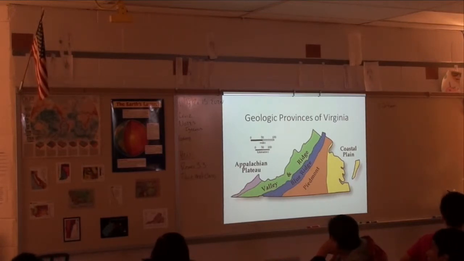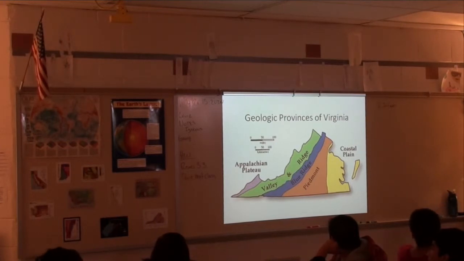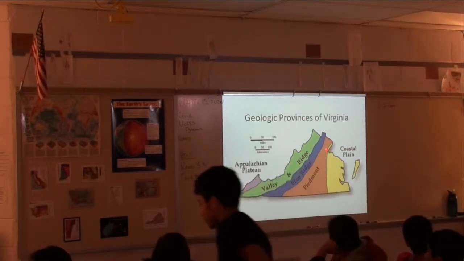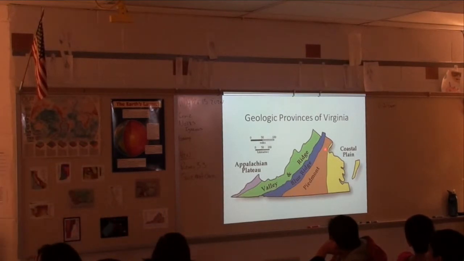You've got to know the geologic provinces of Virginia. As you look up here, we're mostly orange. We live right here. We're orange. Somewhere about right here. I thought we lived in Perry. Well, it's kind of right here.